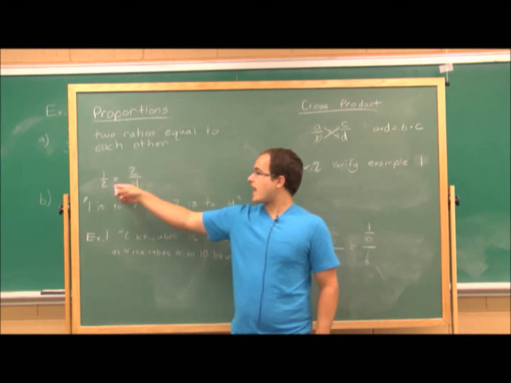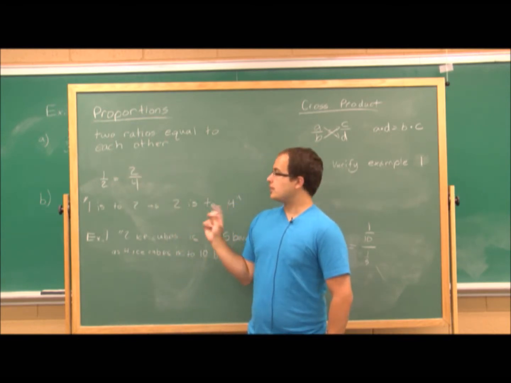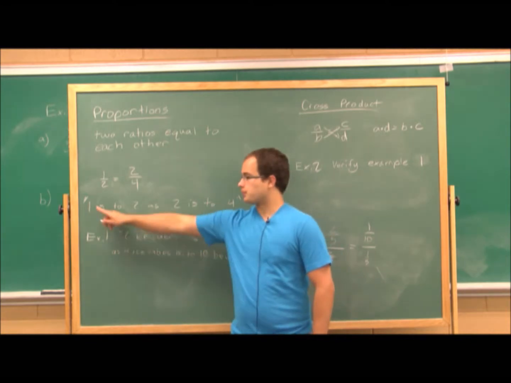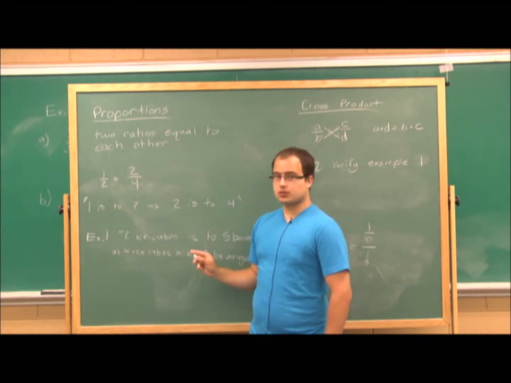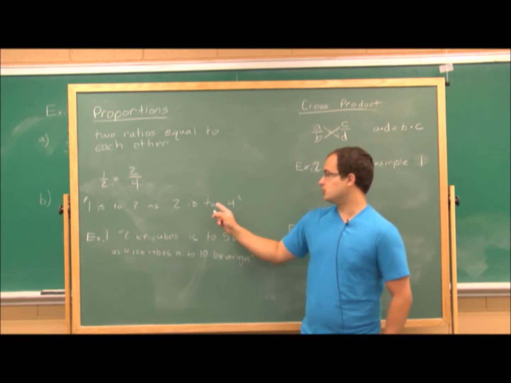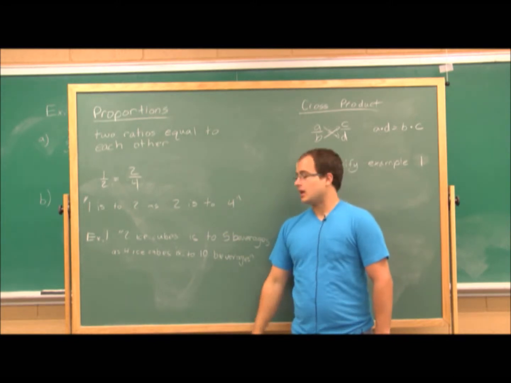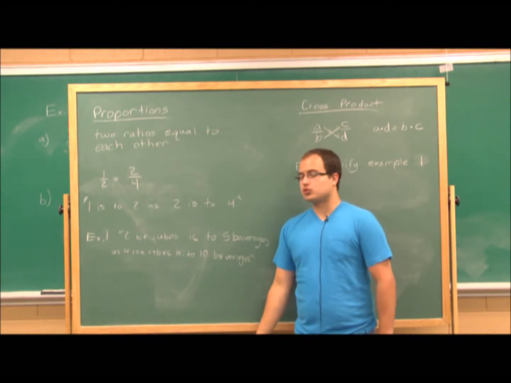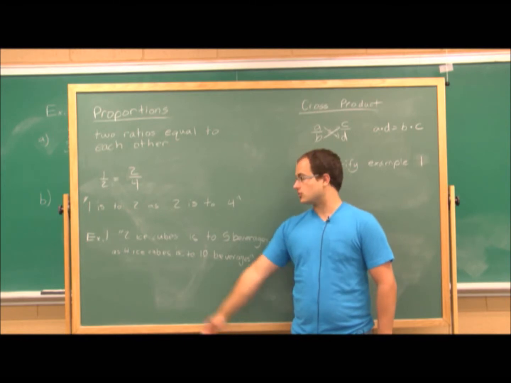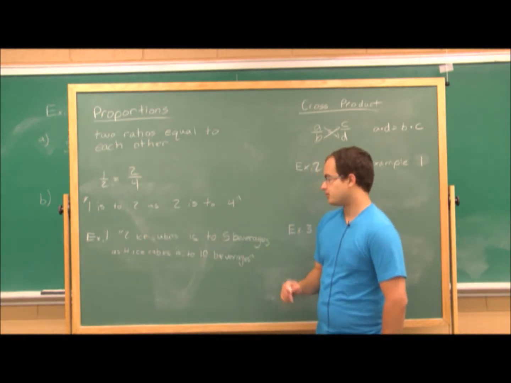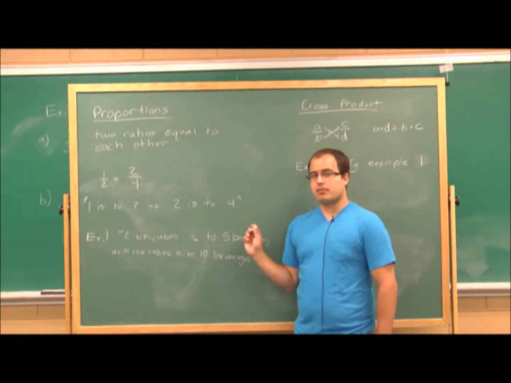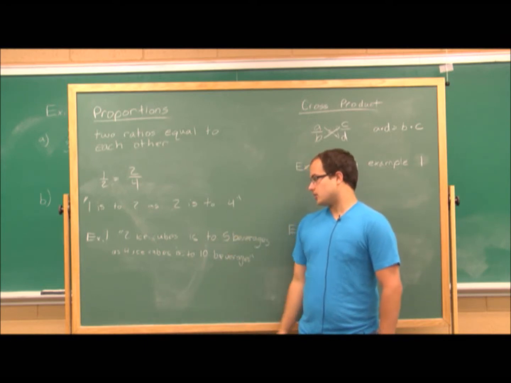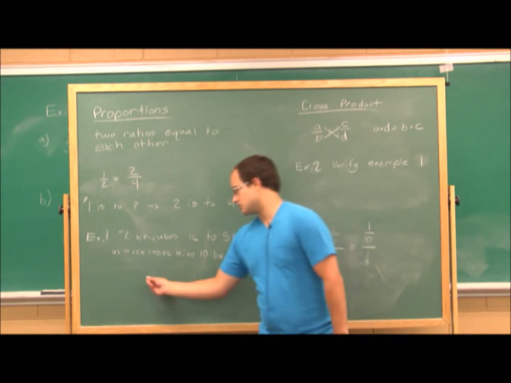Now, 1/2 equals 2/4 would be read as a proportion: 1 is to 2 as 2 is to 4. Now, example 1: what they want you to do is write the proportion in fractional form of this sentence. 2 ice cubes is to 5 beverages as 4 ice cubes is to 10 beverages.